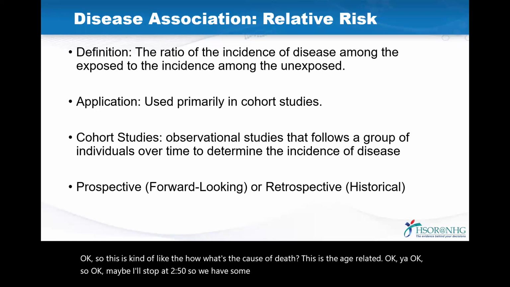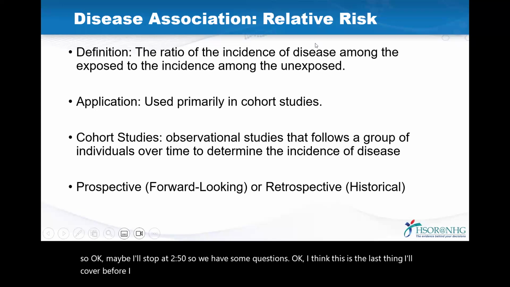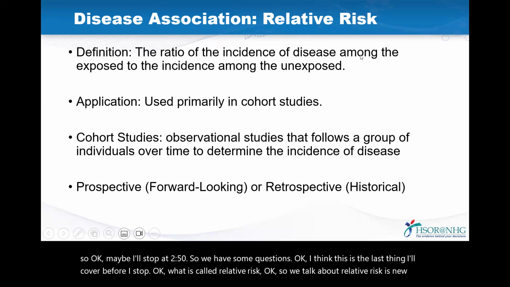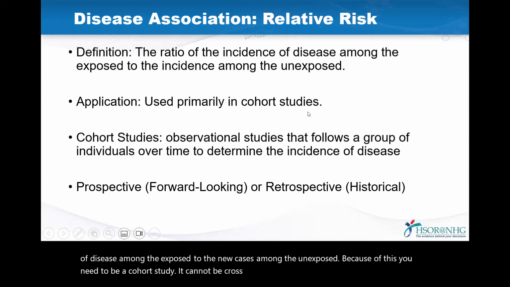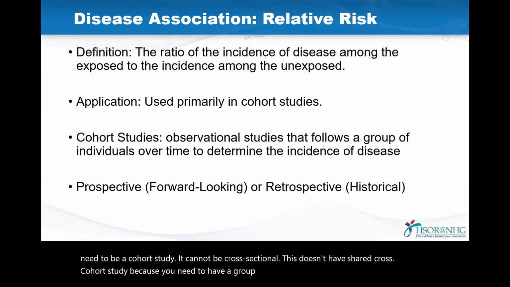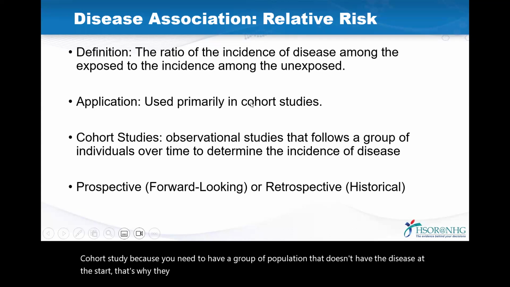Okay, I think this is the last thing I'll cover before I stop. What is called relative risk? Relative risk is new cases of disease among the exposed compared to the new cases among the unexposed. Because of this, you need a cohort study. You cannot use cross-sectional. Cohort study, because you need a group of the population that doesn't have the disease at the start, so they have a chance to have incident, new cases coming in.